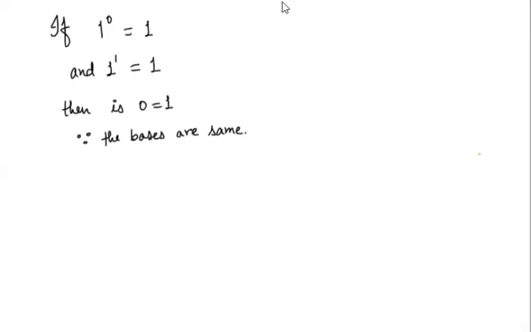In this particular video, we are going to solve this very interesting question which says: if 1 to the power 0 is 1, and 1 to the power 1 is equal to 1, then since the bases are the same, can we equate the powers? Yes. So 0 equals 1. Is this true? Okay.